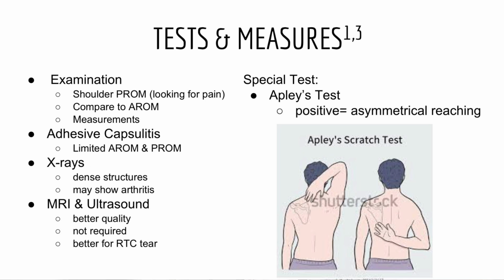For special tests, you have the Apley test. As the picture shows, it's just reaching behind your head and then reaching the opposite way behind your back. And it will be a positive test if it's an asymmetrical reach. So you're not able to get the same amount on one side. That would be a positive test. But mostly, the first thing to do is just take the patient through all range of motion and look for pain.